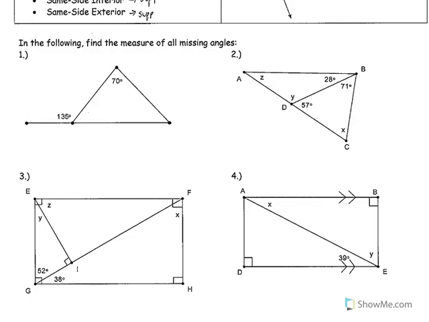The directions say, in the following, find the measure of all missing angles. So you have to be able to look at a picture and sometimes see what the missing angles are, and then how to find them. Looking at this first picture here, I see a missing angle right here. I'm going to call that x. And I see another missing angle over here. I'm going to call that y. I need to figure out which I want to start with first.